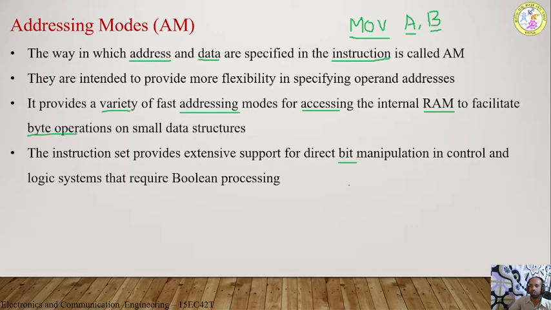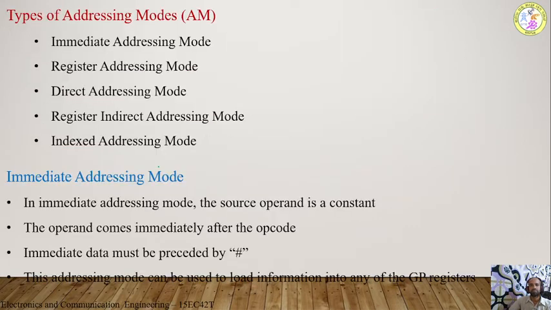Bit operations mean we are performing the operation on only 1 bit. One bit can be either 0 or 1. This is called a single bit operation. Either it can be true, or 0 is called false. That is called a Boolean operation. A Boolean operation can take only 2 states: one is the true state, the other is the false state. And to perform these Boolean or bit manipulation operations, 8051 provides various instructions.